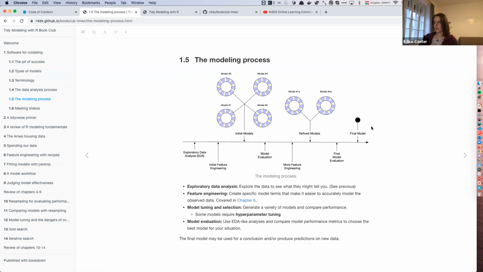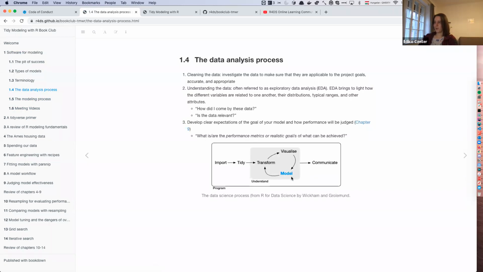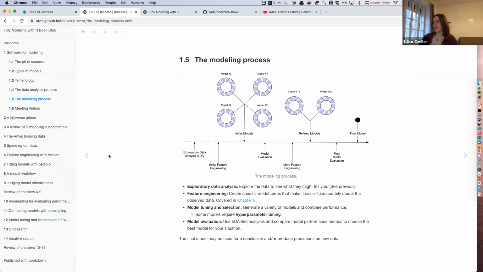So this is a chart from the book about the modeling process. Previously we had a small box for modeling, and now it's expanded to this quite big chart. You need to have some basic understanding about your data in order to know if you even have the data to do some modeling, or if you even have the chance to answer your question with the data.